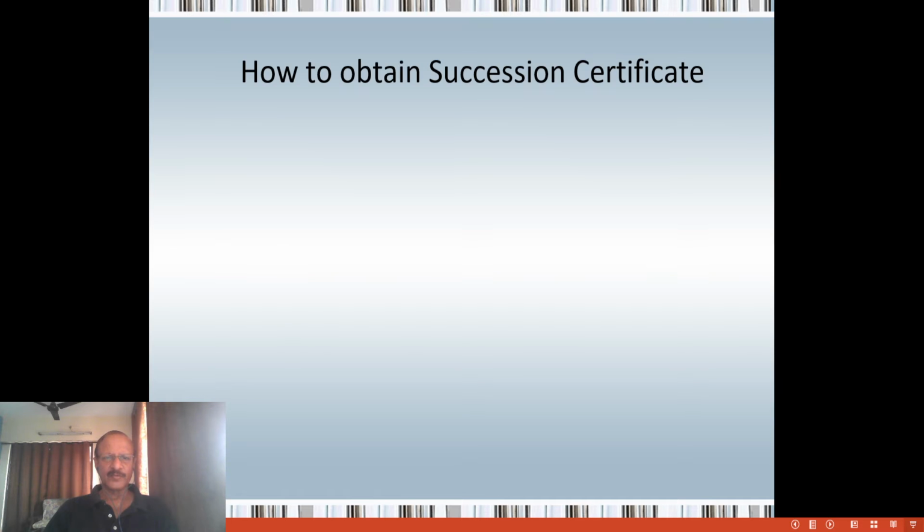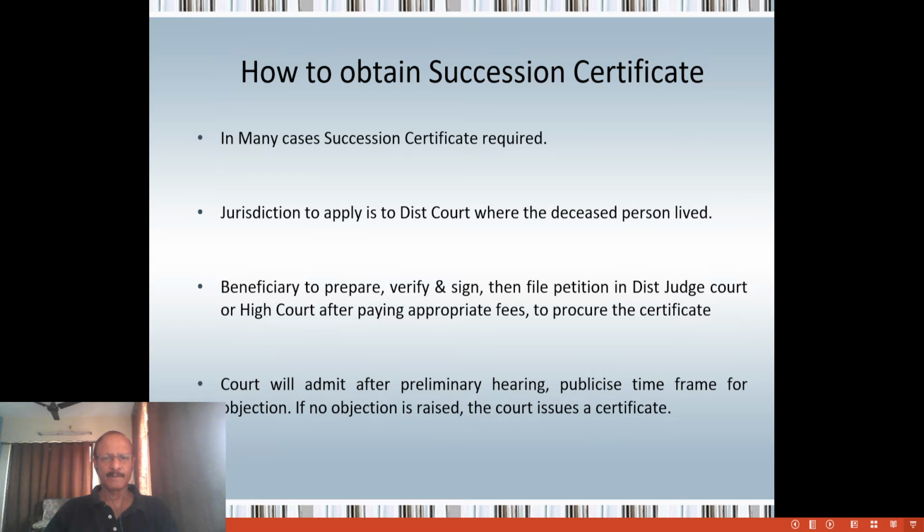Now let us go to the next topic, which is how to obtain a succession certificate. You need to apply to the concerned district judge or the High Court with all documents. The department will verify the documents, and after a preliminary hearing, if they are satisfied that every document is in place, they will issue a public notice which will be kept open for 45 days for any person to raise any objection. And if no objection is received, then they will issue the certificate after giving a final hearing.